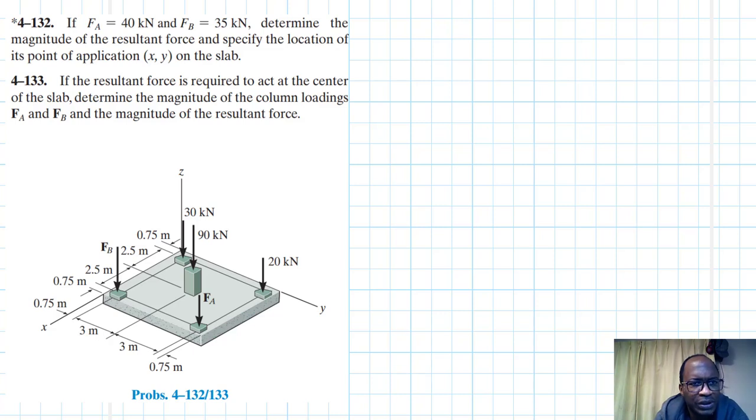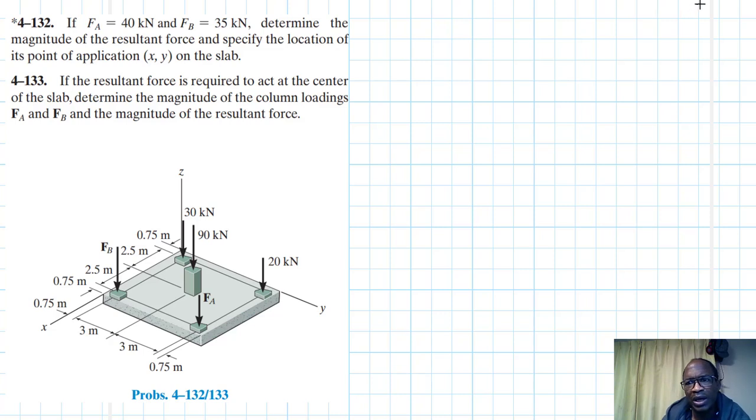And the problem reads: if Fa is equal to 40 kilonewtons and Fb is equal to 35 kilonewtons, determine the magnitude of the resultant force and specify the location of its point of application on the slab. In the second case, if the resultant force is required to act at the center of the slab, determine the magnitude of the column loadings Fa and Fb and the magnitude of the resultant force.